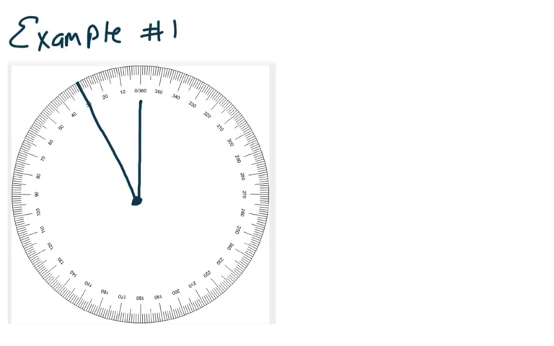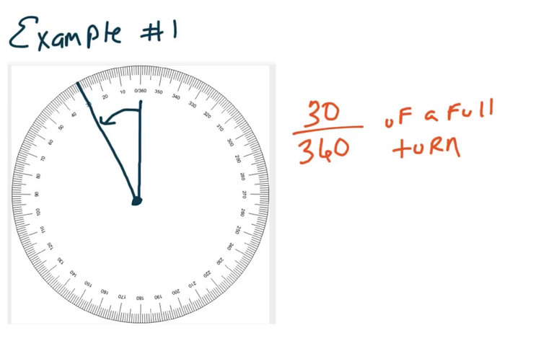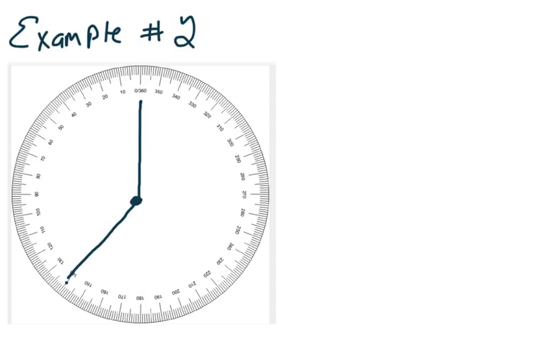So let's look at our first example. We're looking at the size of this turn, where the turn went from 0 to 30. How do we identify that turn? Well, that is going to be 30/360ths of a full turn. Or, the common way that you always see turns and angles identified is just as a 30-degree turn. So that's one way to identify a turn. I'm going to be asking you to look at both of them, here and also here.